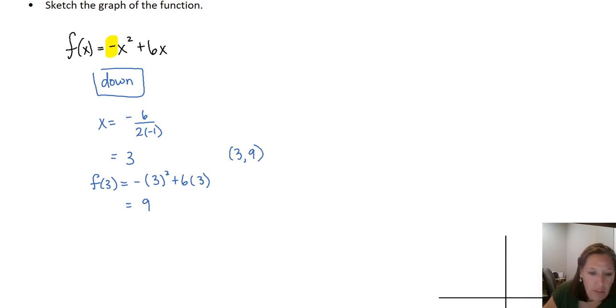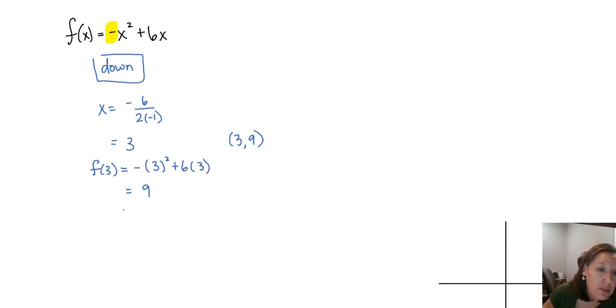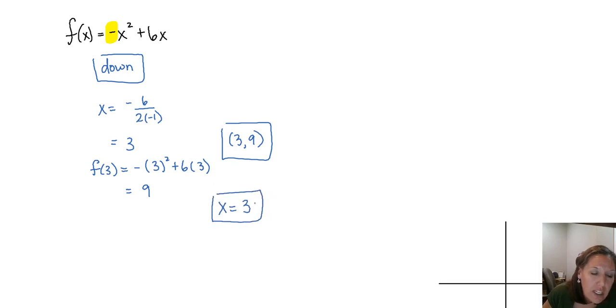All right, the next thing we're finding is our axis of symmetry. So the axis of symmetry is the vertical line that goes through the vertex. Well, remember, all vertical lines are in the form of x equals a constant. And if it goes through the vertex, it's going to go through the point 3, 9. So our axis of symmetry is going to be the equation x equals 3.